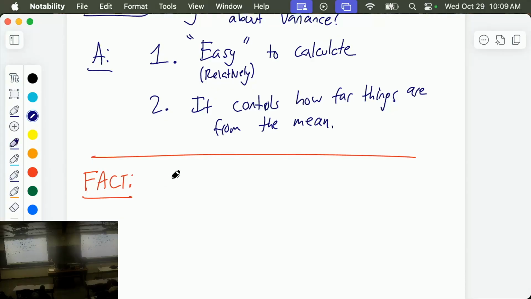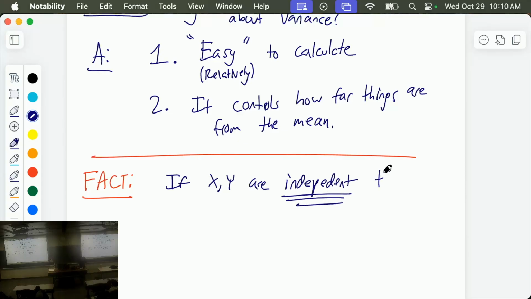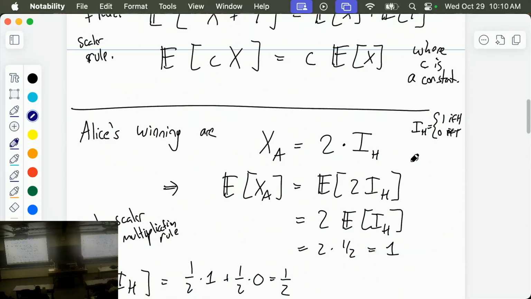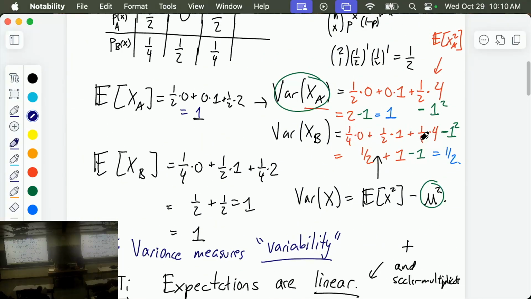The important thing is this does not always work. It only works if x and y are independent. So let me write down this one. If x and y are independent, and this is absolutely crucial, if they're not independent, this is not true, then the variance adds. So the variance of x plus y equals the variance of x plus the variance of y. So for independent sums, if the probability of one does not affect the probability of the other, then you can add the variances. And this makes it really easy to calculate this kind of thing. So we'll go back and do Bob's variance calculation with this.